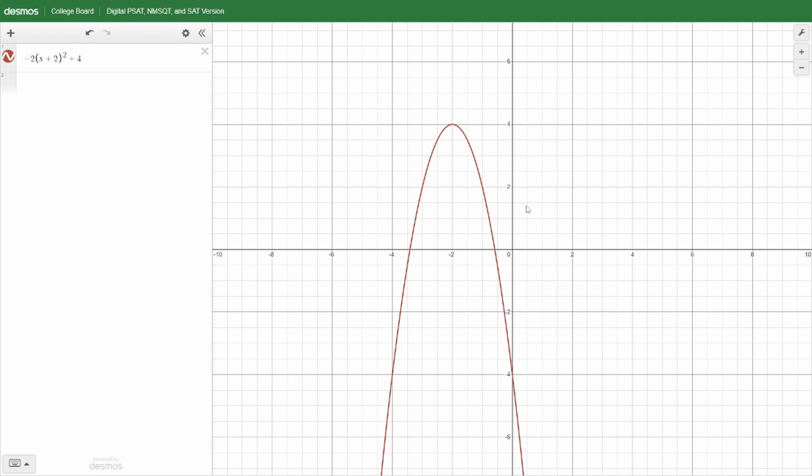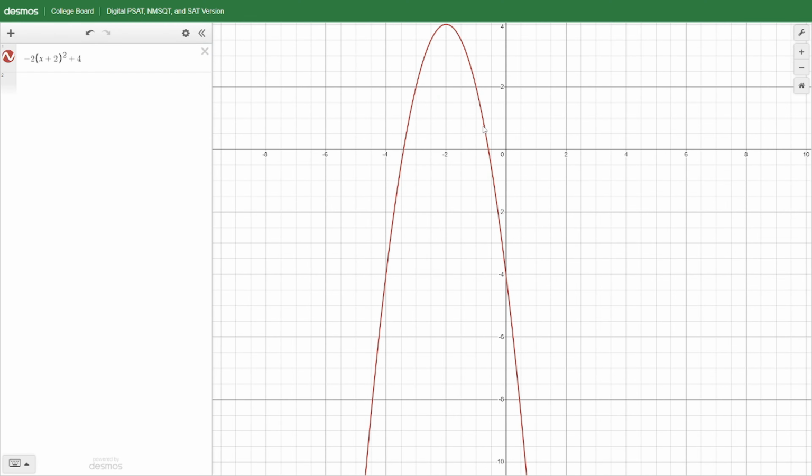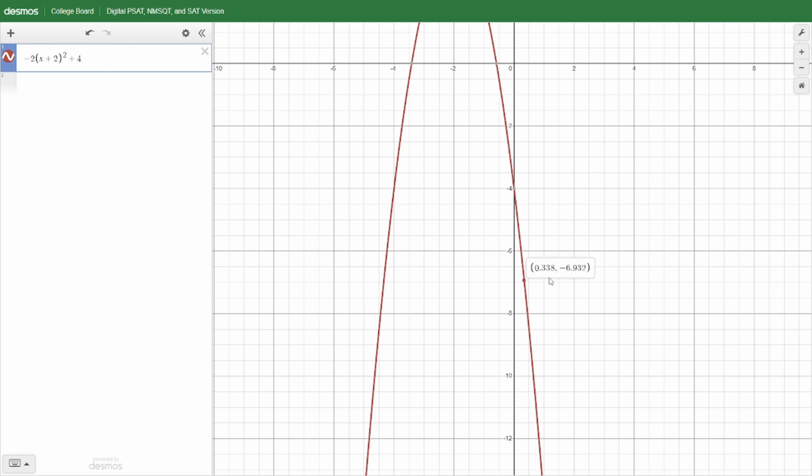Here I am on Desmos, and I typed in our graph. Based on what we got, the vertex should be (-2, 4), and here you can see it is (-2, 4). Since a is negative, the graph should open down and have a maximum, and of course the graph does open down. The maximum value is 4, and then it will always be getting smaller.